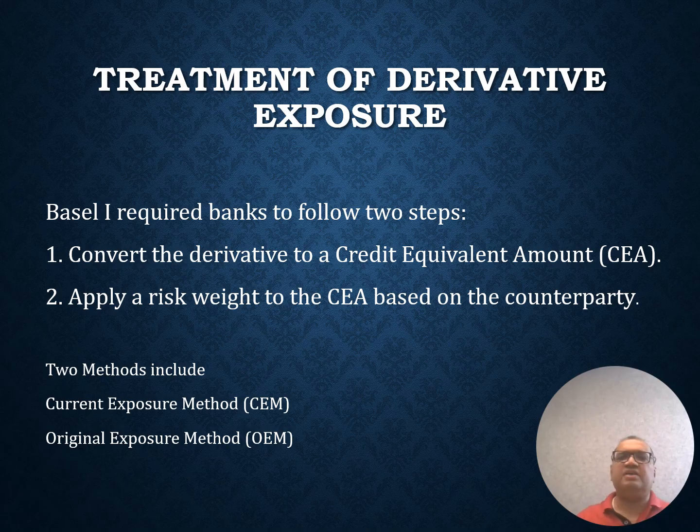Now, primarily, Basel I dealt with credit risk, but it had some guidance given with respect to the derivative exposure. For the derivative exposure, it was very simple. You convert it to what they call a credit equivalent amount, and then you apply the risk weight, what we spoke about, 100%, 50%, 20%, 0%, based on the counterparty. Now, to convert to credit equivalent amount, there are two methods. One is the current exposure method, the other is the original exposure method. Current exposure method, CEM; original exposure method, OEM. Now let's see them one by one.